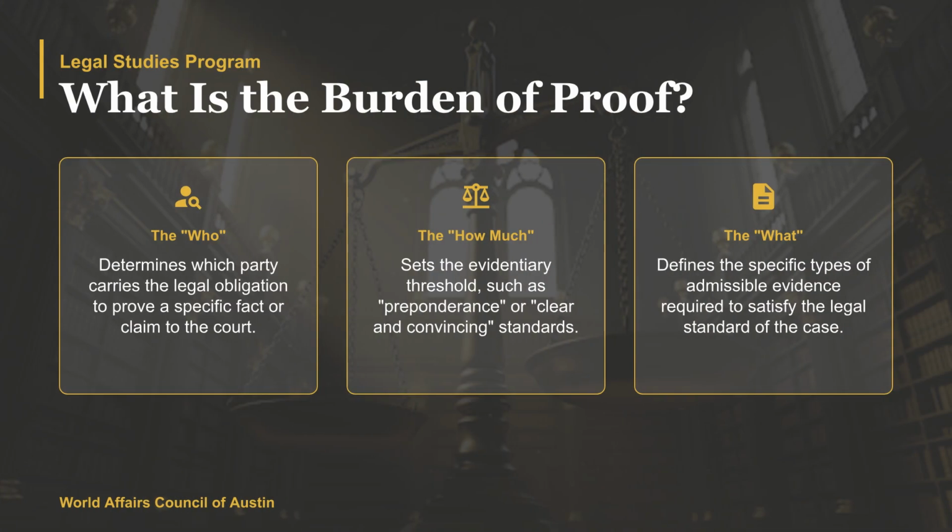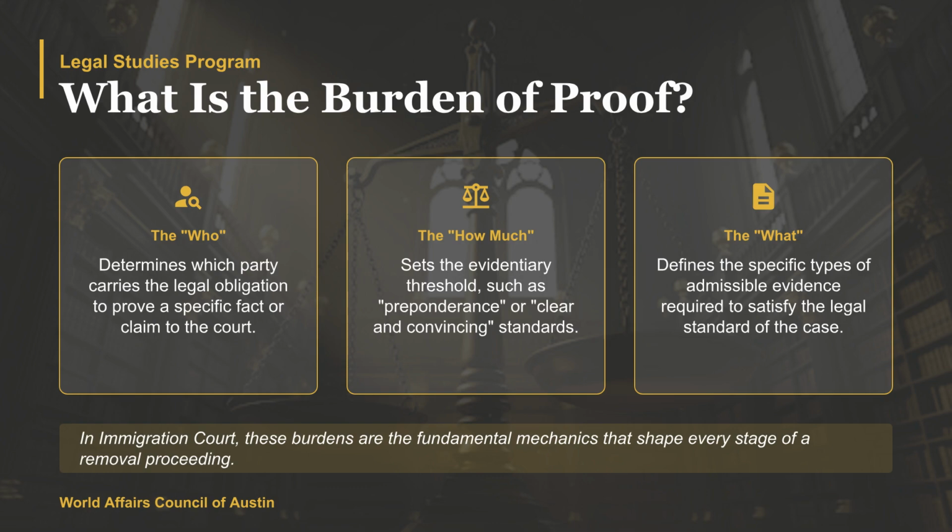The burden of proof involves three main aspects. The who determines which party must prove a claim. The how much sets the evidentiary threshold, like preponderance or clear and convincing standards. The what defines the admissible evidence required to satisfy the standard. These burdens are fundamental to every stage of a removal proceeding in immigration court.